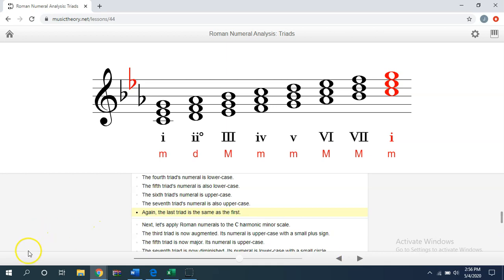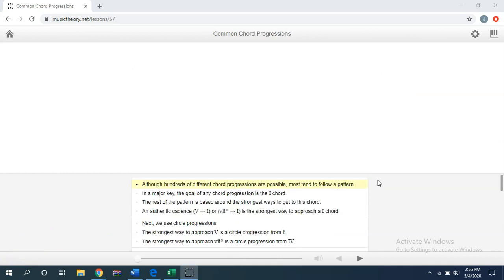Next, we are going to take a look at some common chord progressions and how we can make our own following a very simple map. Okay, here we are. There are hundreds of chord progression possibilities, of course, but there are some that are better than others. So most tend to follow a pattern. In a major key, which is what we're going to focus on, the goal of any chord progression is to make it to the 1 chord.